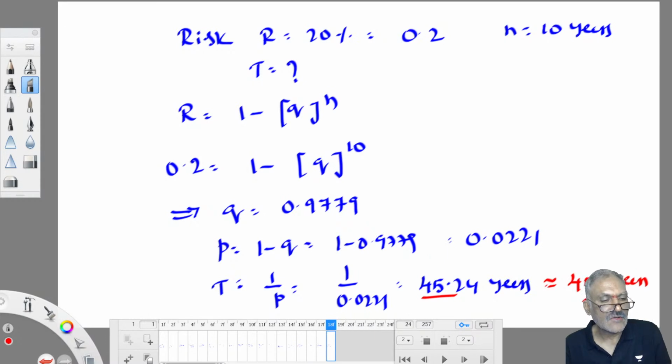Let us take one ESE question. This question you can solve without a calculator. How to work out the same problem without a calculator? Let us see that also.